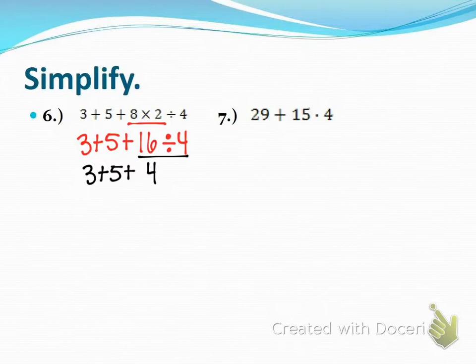We move on to addition and subtraction. We still work left to right. 3 plus 5 is 8. Last step is to add the 4 and we get 12. So I tried to underline every step that I did as I went. If you want to use squiggly underlines so that they don't look like fraction bars, you can do that.